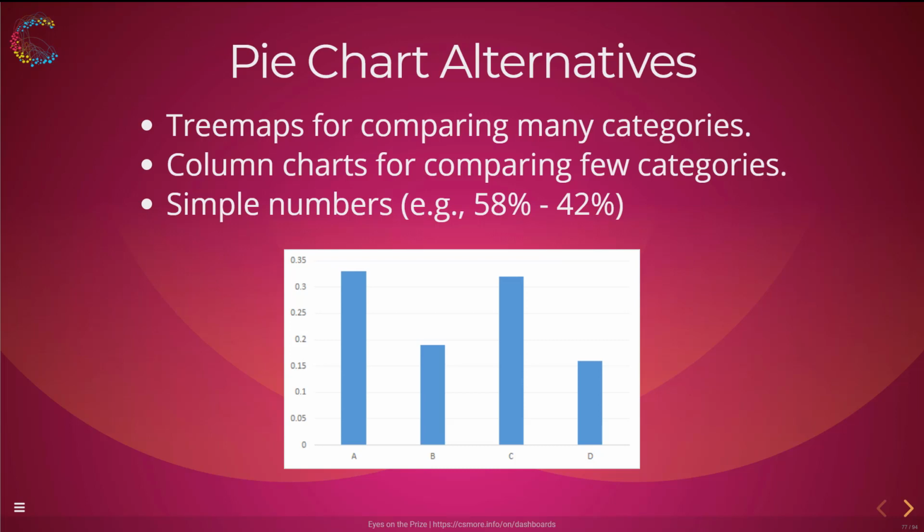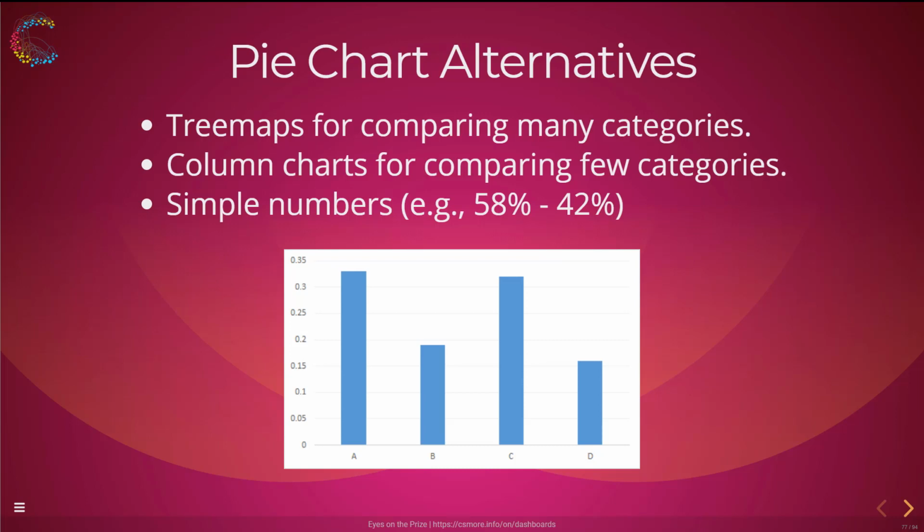If you have a few categories, A, B, C, and D, use a column chart. With this column chart, I can ask you which is bigger, A or C, B or D. You can give me an answer immediately. It's real easy to tell. A is bigger than C. B is bigger than D.